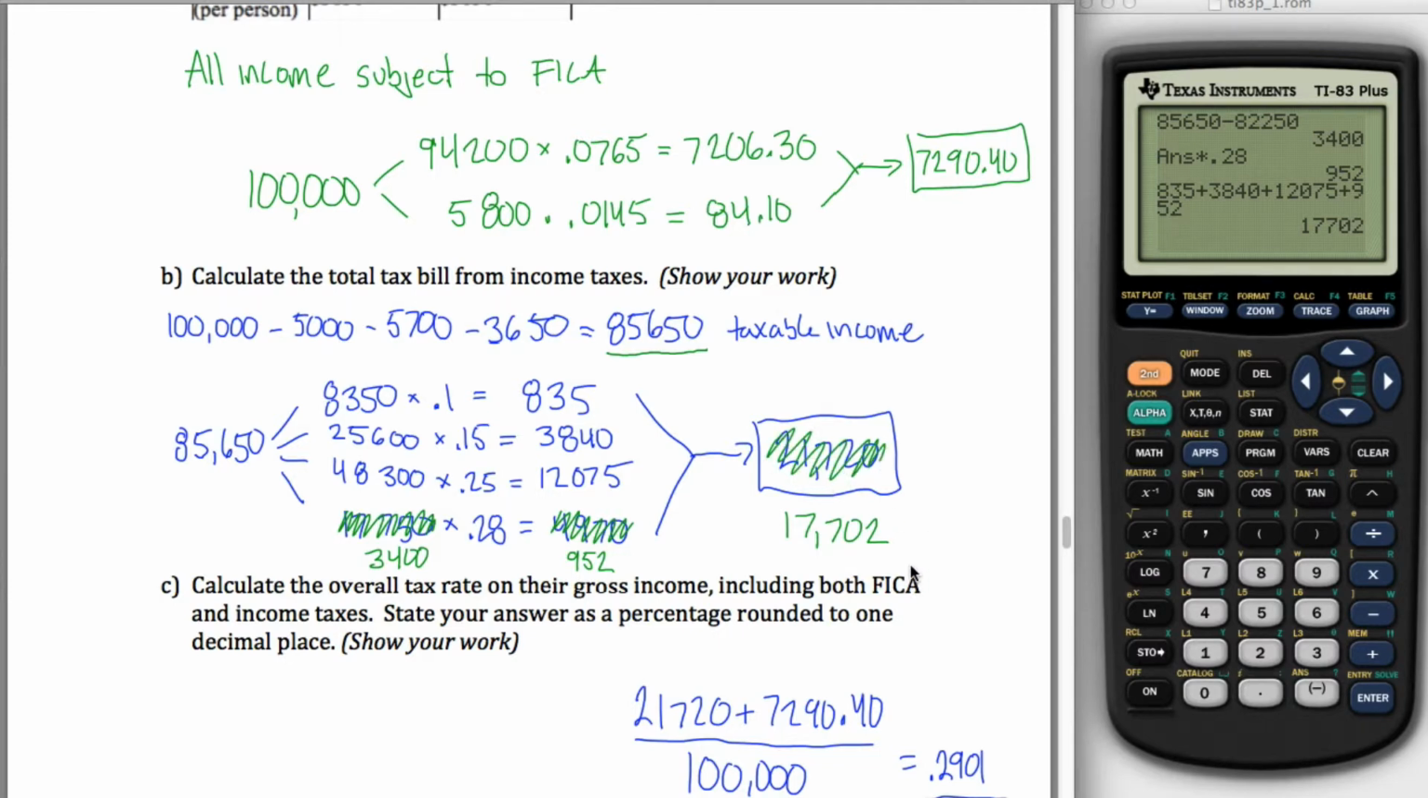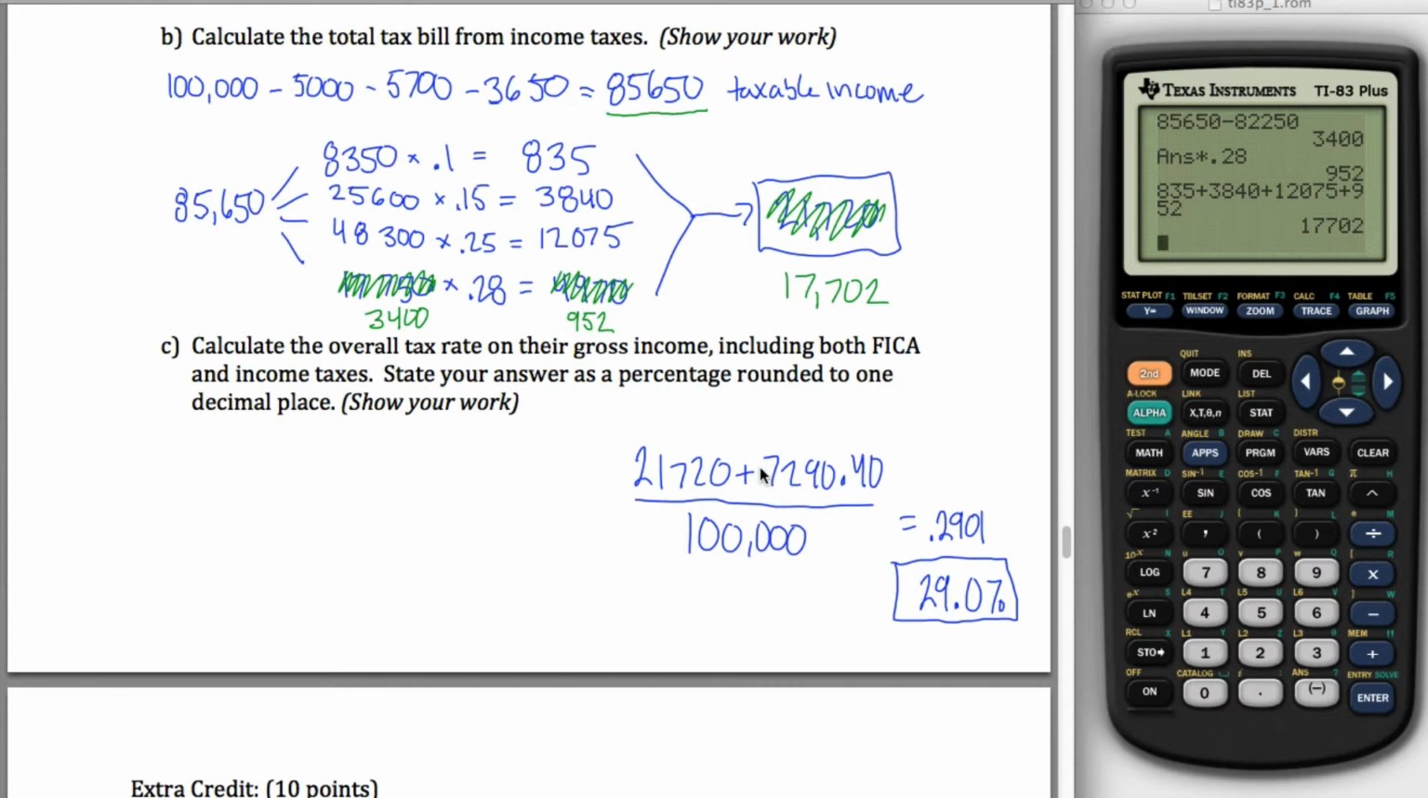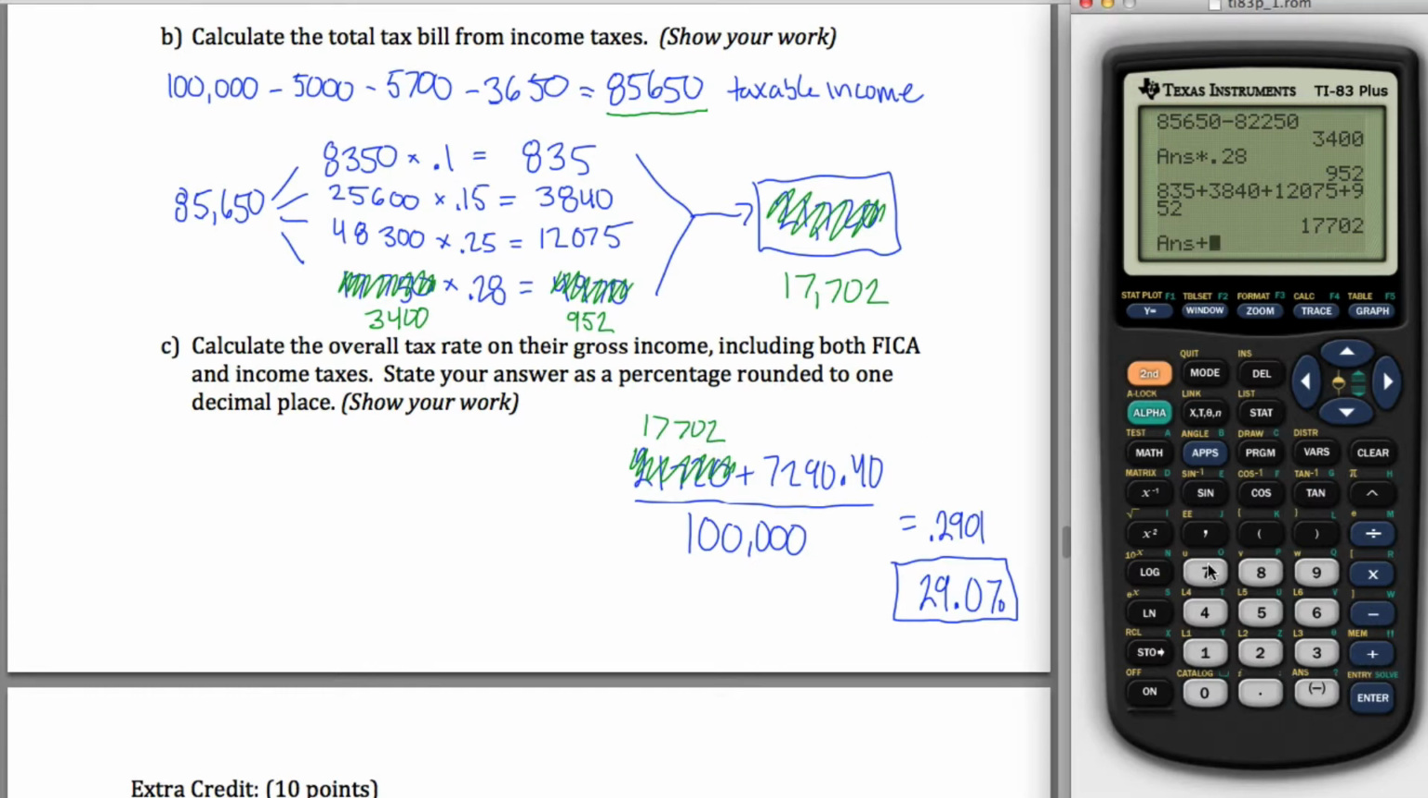And it turns out that affects my answer to Part C, because in Part C we're trying to figure out our overall tax rate. So our overall tax rate is the sum of our FICA taxes, this number, and our income taxes, which is not the $21,000, it's $17,702. And so if I take that $17,702 and I add my FICA tax of $7,290.40, I get the total amount of tax I pay. Not I pay. I don't make this much money. Somebody pays $24,992 in tax.